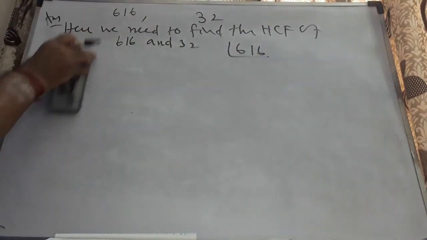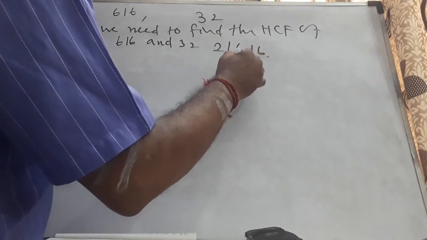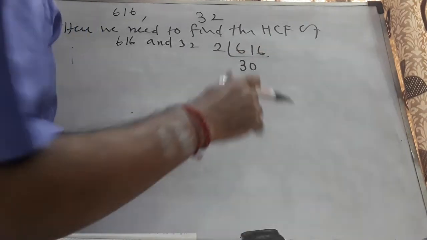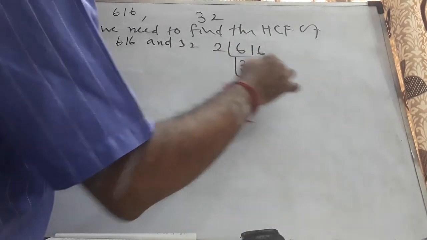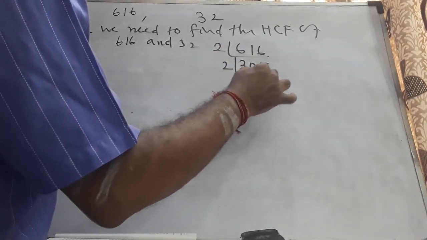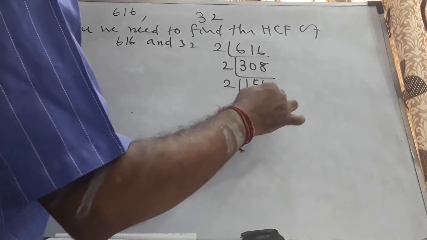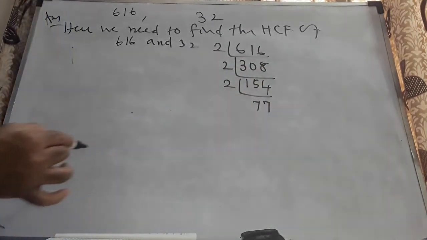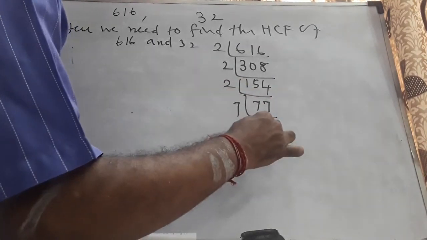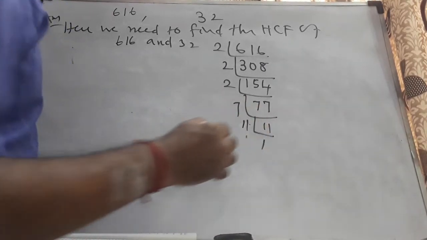Now let me divide 616 by 2. I will get 308. It's correct. Divide by 2, it will be 154. Divide by 2, it will be 77. Divide by 7, 11. Divide by 11, it will be 1 again. Let me just check.